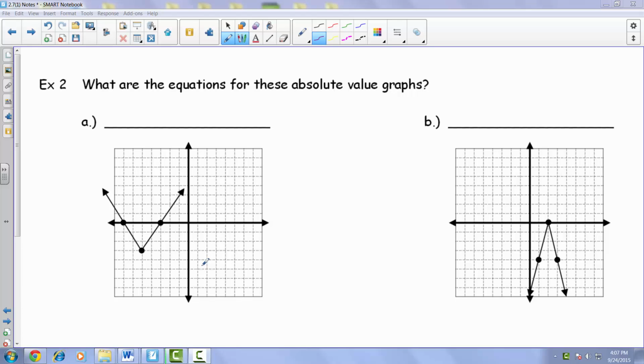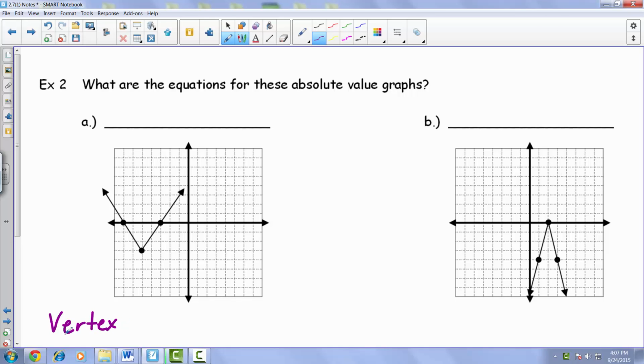Here we're looking at example 2 from our 2-7 set of notes. We're asked, what are the equations for these absolute value graphs? Well, first of all, before we can dive into things, let's go ahead and identify what is in fact our vertex.